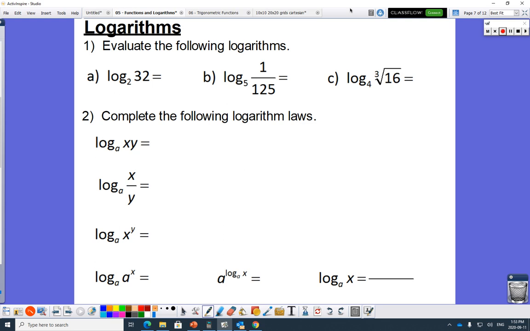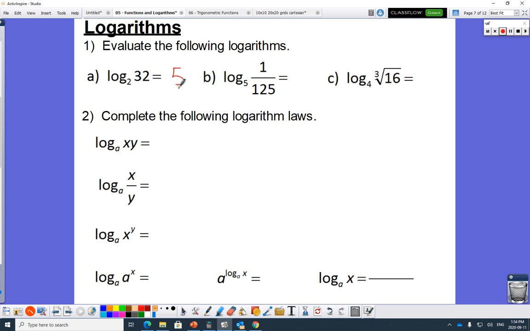Let me just review logs just a little bit. Log base 2 of 32. What does that mean? It means I'm looking for an exponent. You got to put on 2 to end up with answer 32. Let's see. Is it 2 to the power 1? No, that's 2. 2 to the power 2? No, that's 4. 2 to the power 3? No, that's 8. 2 to the power 4? No, that's 16. 2 to the power 5? Oh, there it is. 2 to the power 5 is 32.